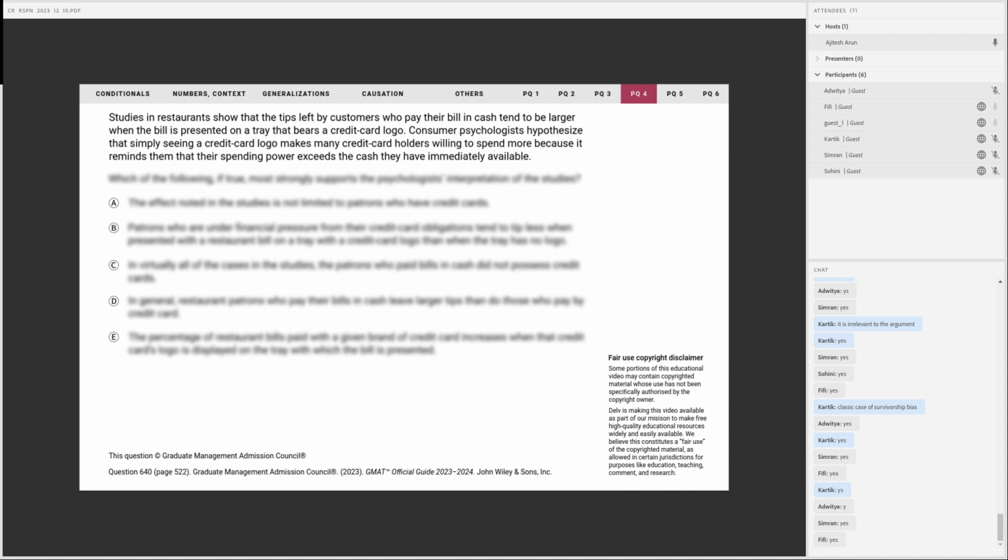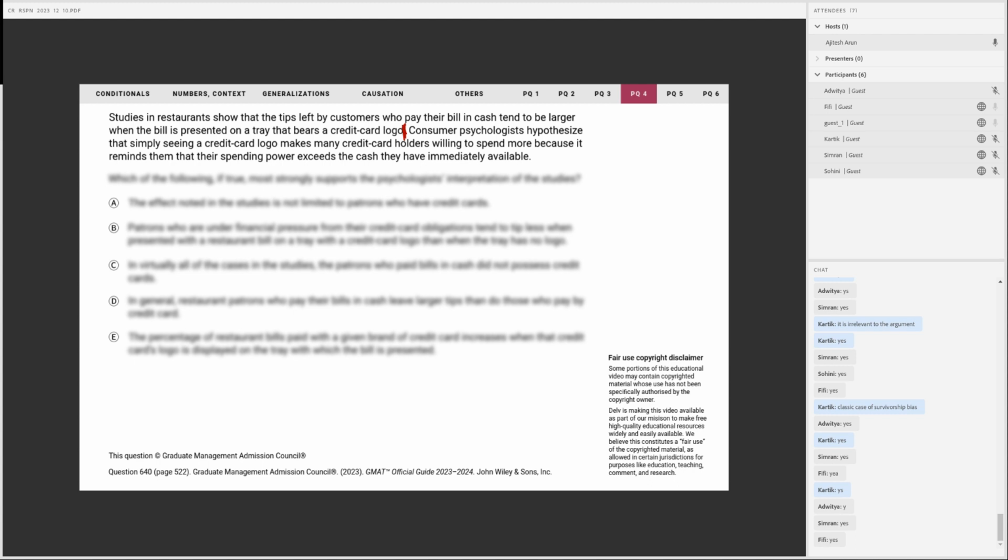Studies in restaurants show that the tips left by customers who pay their bills in cash tend to be larger when the bill is presented on a tray that bears a credit card logo. Now, I'm going to just draw a small line over here, because now we get the hypothesis from the consumer psychologists. So their hypothesis is that simply seeing a credit card logo makes many credit card holders willing to spend more, because it reminds them that their spending power exceeds the cash that they have immediately available.